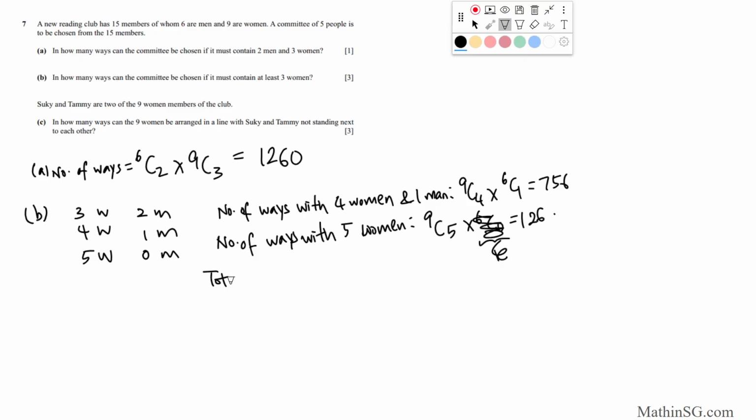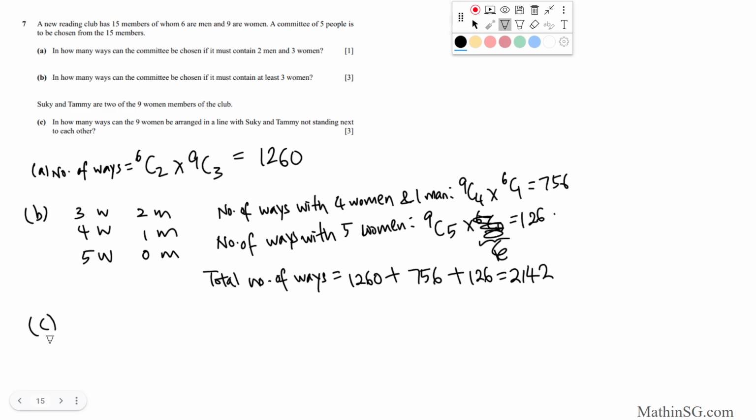So for the total number of ways, add up the number of ways for these 3 cases. 3 women, 2 men, the number of ways is 1260. 4 women, 1 man, the number of ways is 756. Then 5 women and 0 men, the number of ways is 126. Adding them all up will give me 2142.